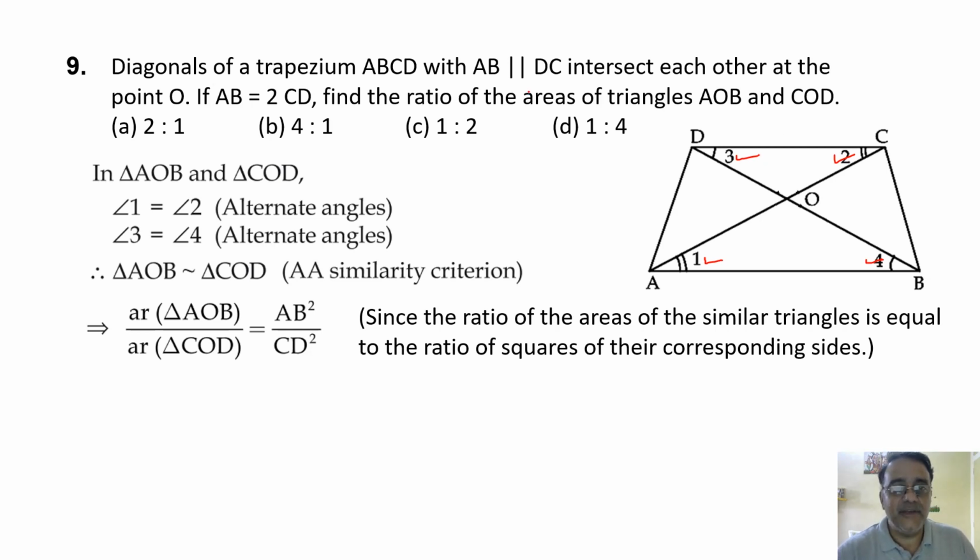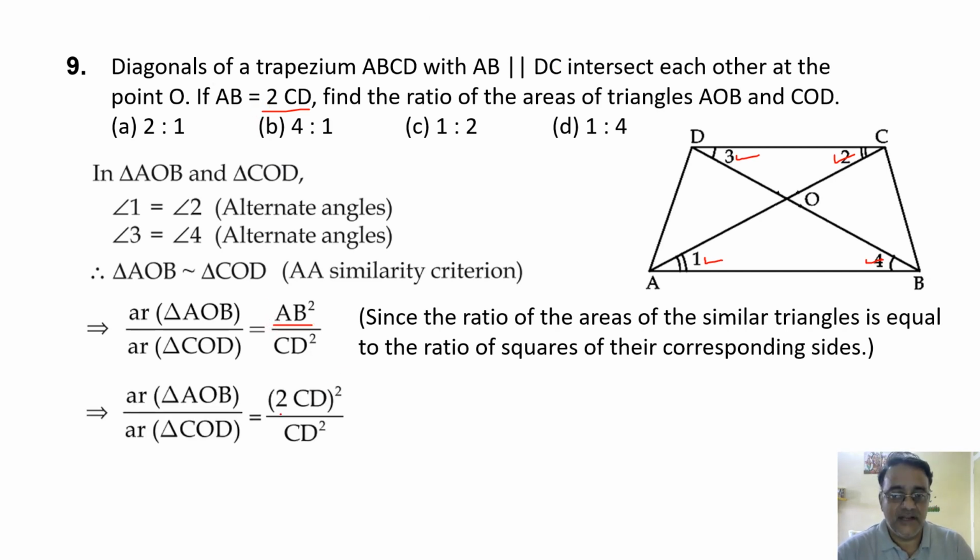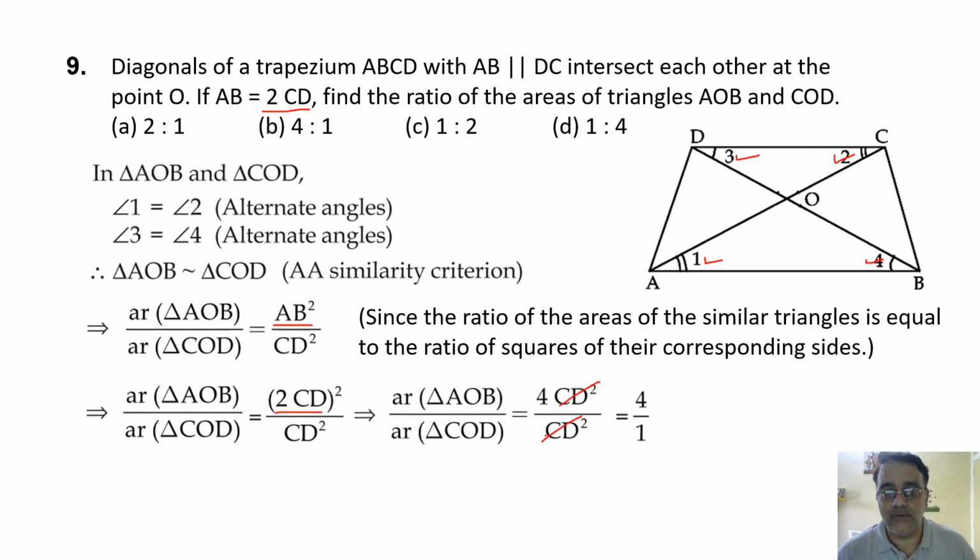Now AB is given as 2 times CD in the question. So we replace it with 2 times CD, and this will become 4 CD square. We can cancel CD square, and finally we get 4/1. So which option is the correct one? Option B. So this is the 9th question.